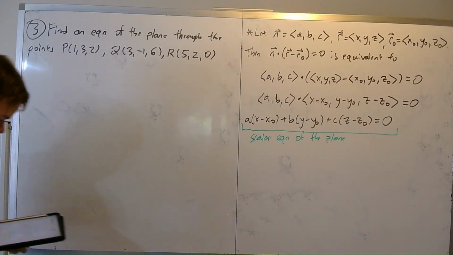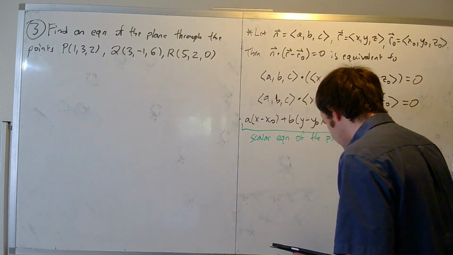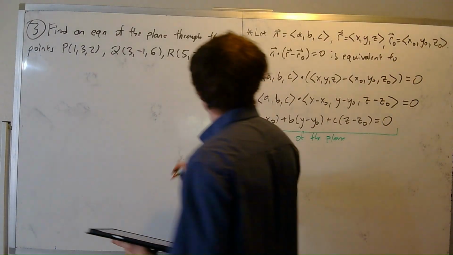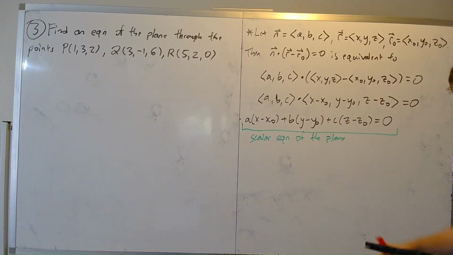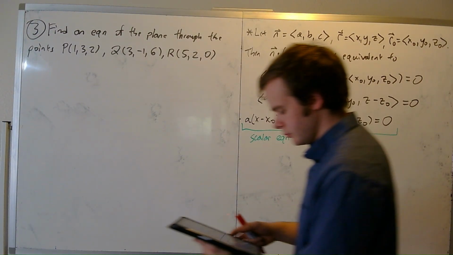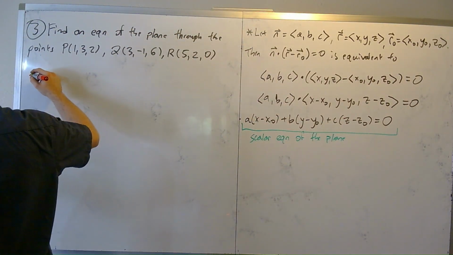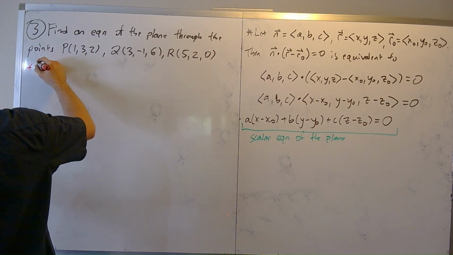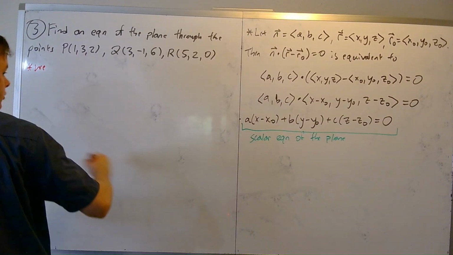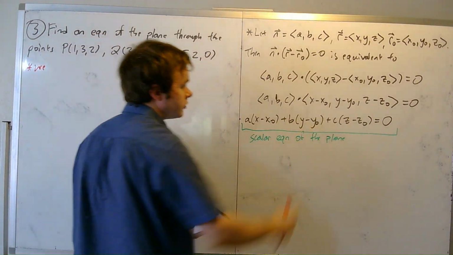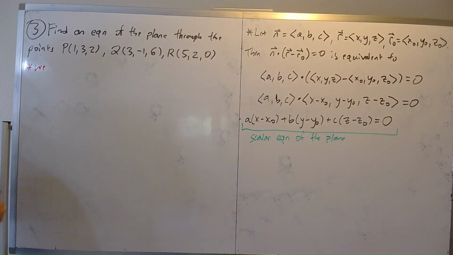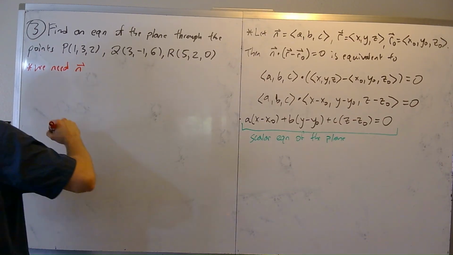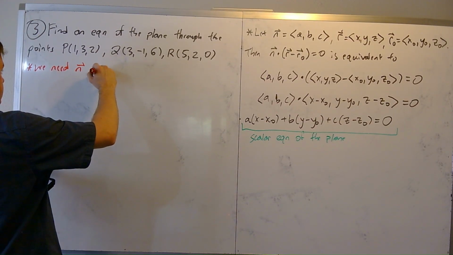Okay. So remember, in order to write our equation, we need to figure out what n is equal to. Because we need to write this, so we need to know what n is equal to. Right, because here we need a, b, and c, and those are the coordinates of n. So that's why we need n to write an equation.